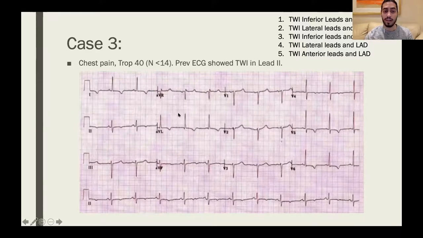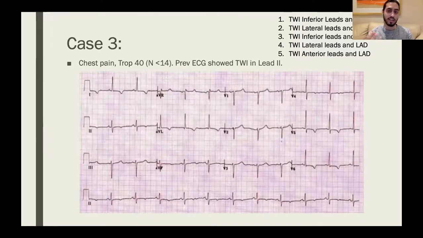T waves. Now, we know from their previous ECG that they had T wave inversion in lead 2. That might mean that in the past, they might have had a bit of ischemia there, and that's just a remnant that stayed. That's why it's always important to compare it to old ECGs. But lead 1 has some new T wave inversion. aVL has some new T wave inversion. Leads V5 and V6 and maybe even V4, actually, looking at it, have some new T wave inversion. That is the lateral territory. So there's some new T wave inversion in the lateral territory.